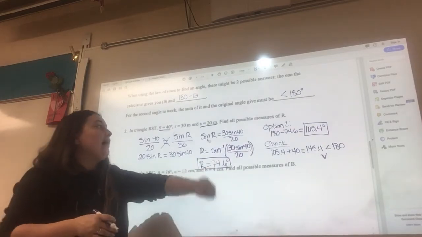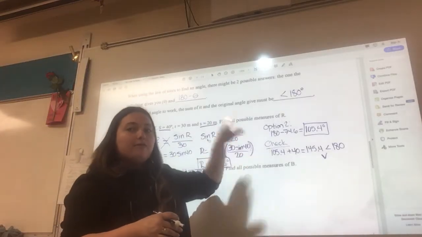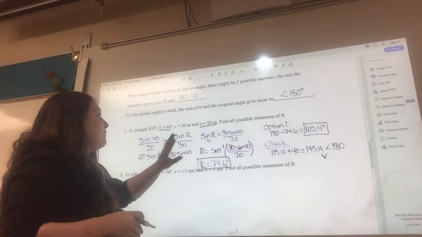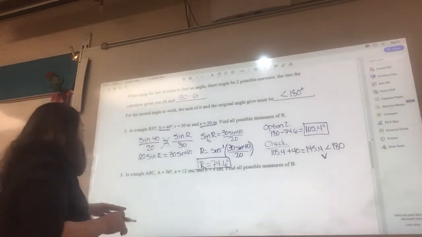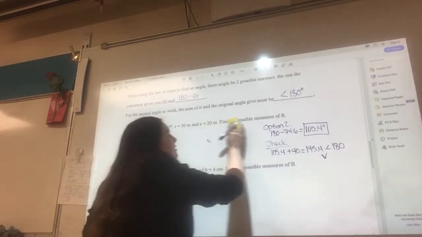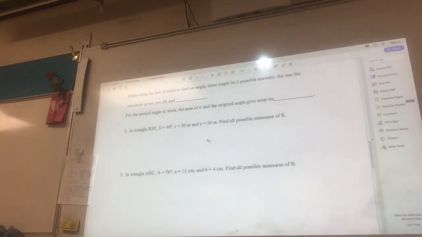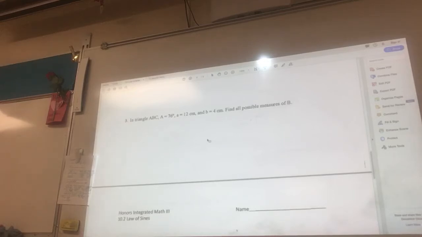You only have to check if you are solving for a measure of an angle. This is when you're given two sides and an angle, okay? So we're going to do it again with number 3. Same process, checking to make sure it all works.